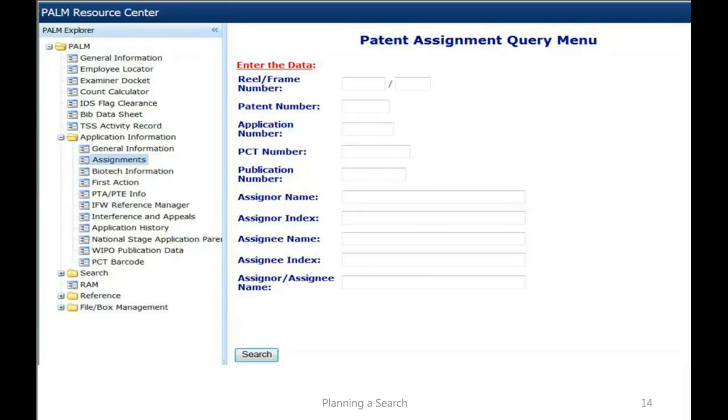This image shows the Patent Assignment Query menu in PALM. It can be used to find the current and previous assignees, if any, of any U.S. patent or application. Additionally, an assignee's name may be entered, and PALM will return a list of application numbers currently assigned to that entity.